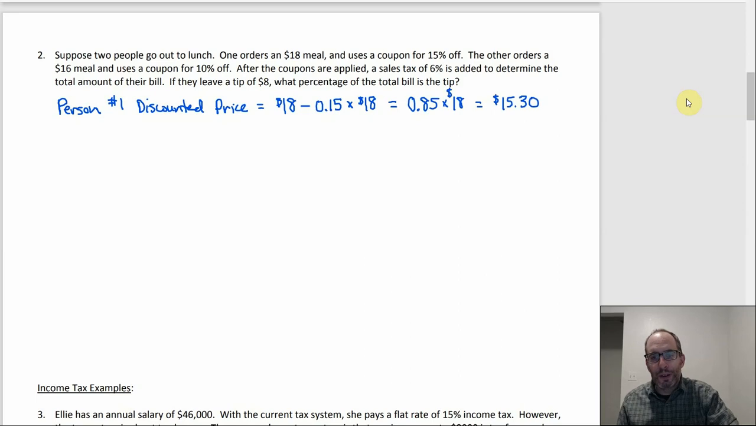I tried writing in all the dollar signs, and I felt like I was squeezing them in. So I'll probably just write the dollar sign at the very end for these other ones.